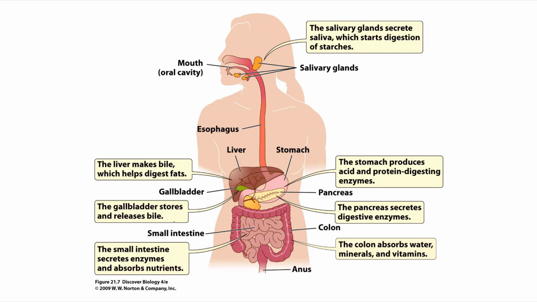We have the mouth, and that leads to the throat. That then continues down the esophagus to the stomach, and then the small and large intestine, and then the waste material is eliminated from the body. Accessory organs include our salivary glands, our liver, gallbladder, and pancreas. So let's continue on this tour.